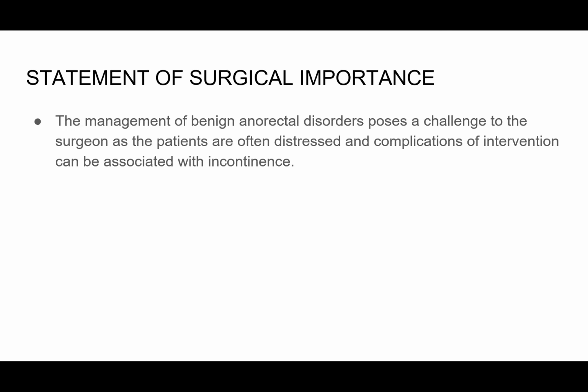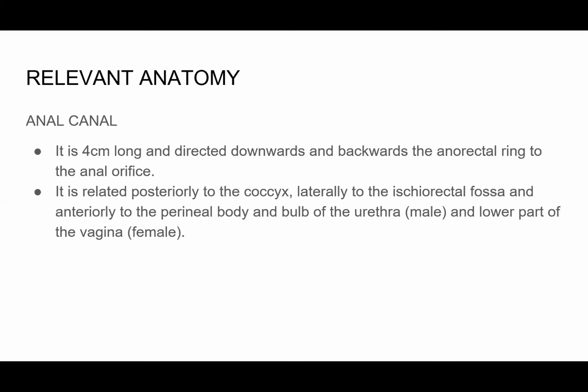Relevant anatomy of the anal canal. It's a 4 cm long canal that is directed downwards and backwards between the anorectal ring and the anal orifice. The relations include posteriorly, the coccyx, laterally the ischiorectal fossa, anteriorly the perineal body and bulb of the urethra in a male, and the lower part of the vagina in a female.